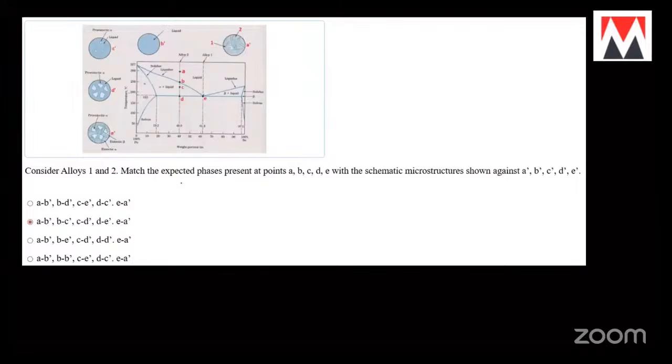Alloy 1 and 2 match the expected phases A, B, C, D, E. So A is liquid generally, so this will be A is B dash. Next you have B. B is again liquid only, some fraction of this also will be there. So you have B as C. You have some amount of proeutectic alpha also. This is C dash. Oh, the answer is directly given here. Okay, so next you have C, which is what?